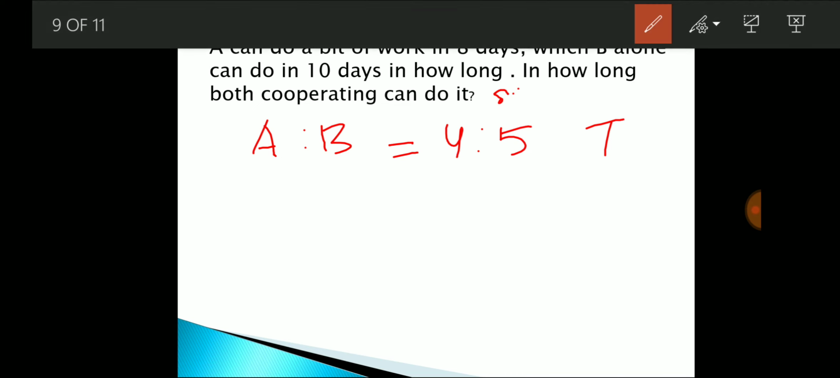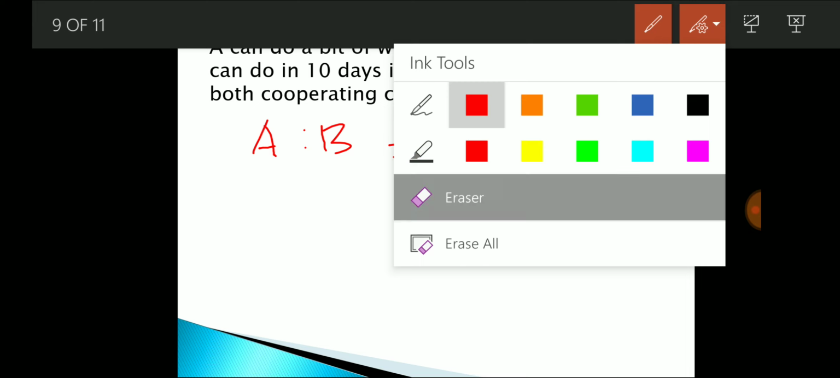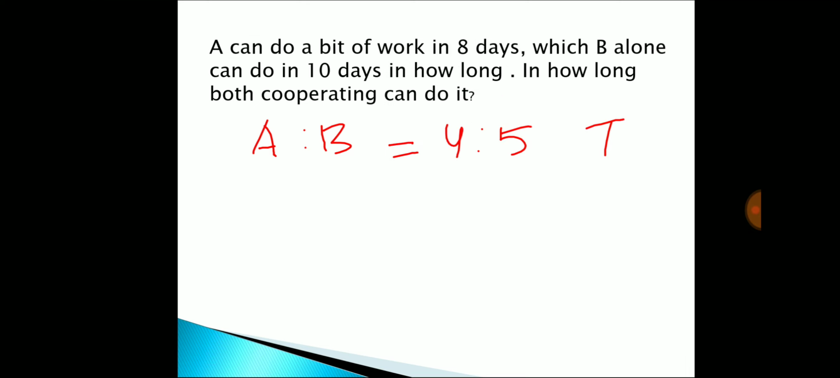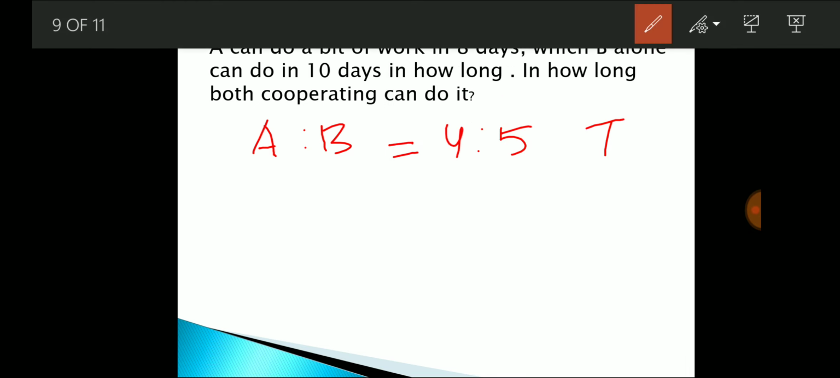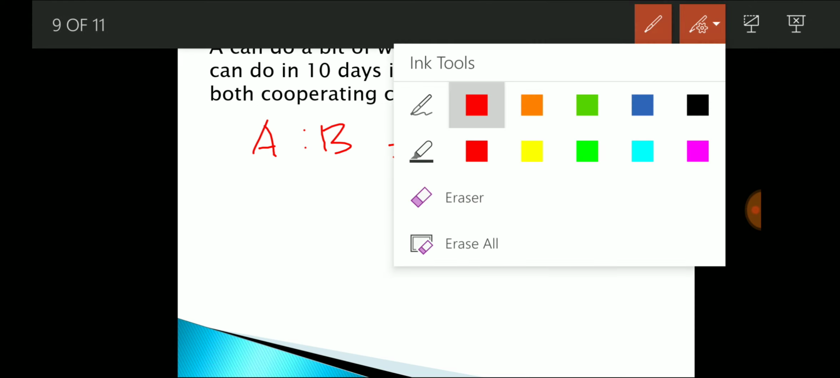I'm just being a bit quick because by now you should be understanding what I'm doing here. So A is to B, 8 days is to 10 days, which is nothing but 4 is to 5. Then speed will be in the ratio, I'm sorry, efficiency. Here they're not talking about speed, they're talking about number of days, it's about the efficiency. Then efficiency is going to be 5 is to 4.